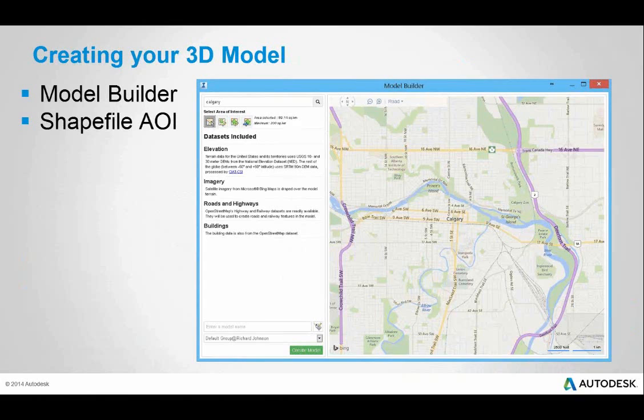The imagery comes from BIM maps. The roads and highways come from OpenStreetMaps, and the buildings also come from OpenStreet. So these combined together provide you with a very easy interface using BIM maps to select your areas of interest and produce your initial 3D model. We'll review some of these 3D models in InfraWorks during the demonstration.